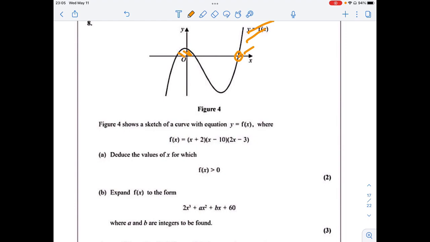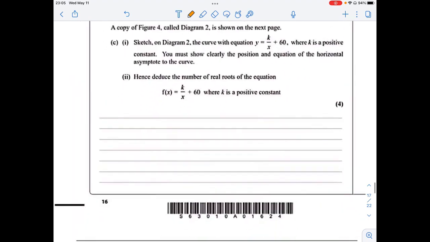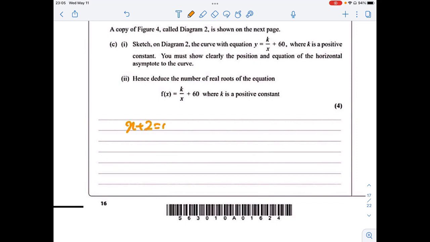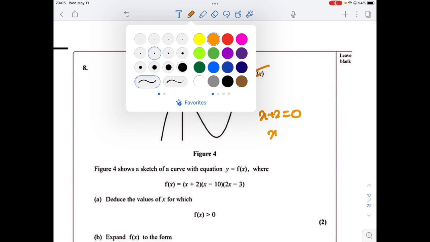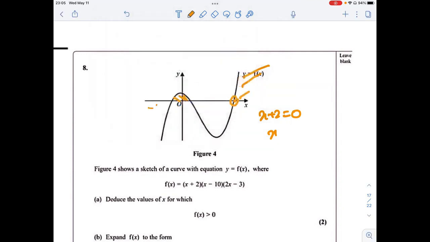So we know that x plus 2 equals to 0, so x equals to negative 2. x minus 10 equals to 0, so x equals to 10. And 2x minus 3 equals to 0, so x equals to 3 upon 2. So negative 2, 10, 3 upon 2. So what are those points? It is negative 2, 3 upon 2, and 10. So it should lie between negative 2 and 3 upon 2. It should be greater than 10.